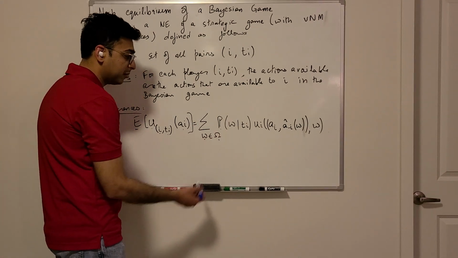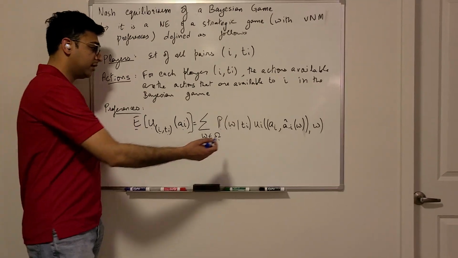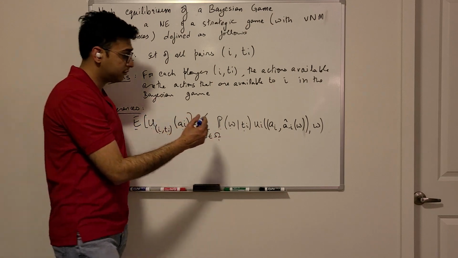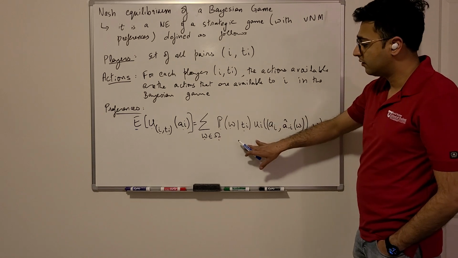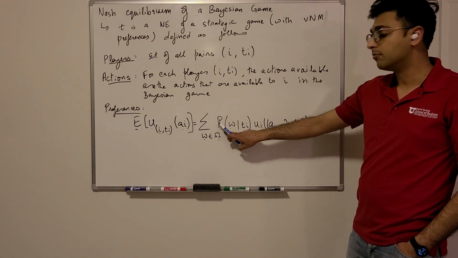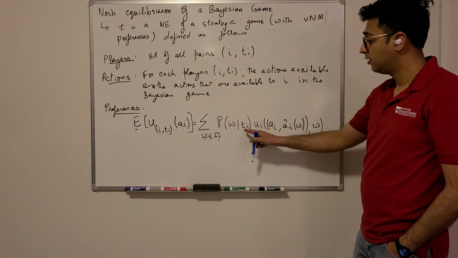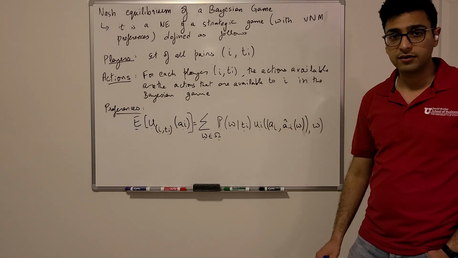This here is the probability of the state of the world being omega given the signal Ti. When you're adding all of this up, you will weight that sum by the probability of that state of the world actually occurring given the signal Ti. This here is your utility function.